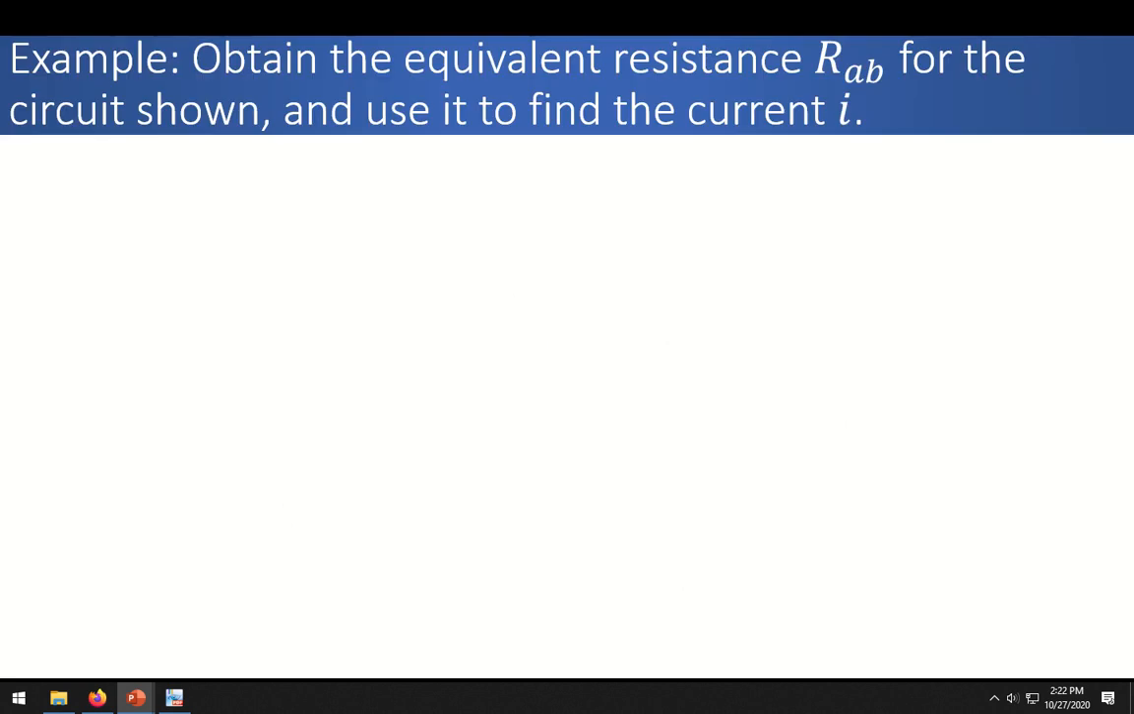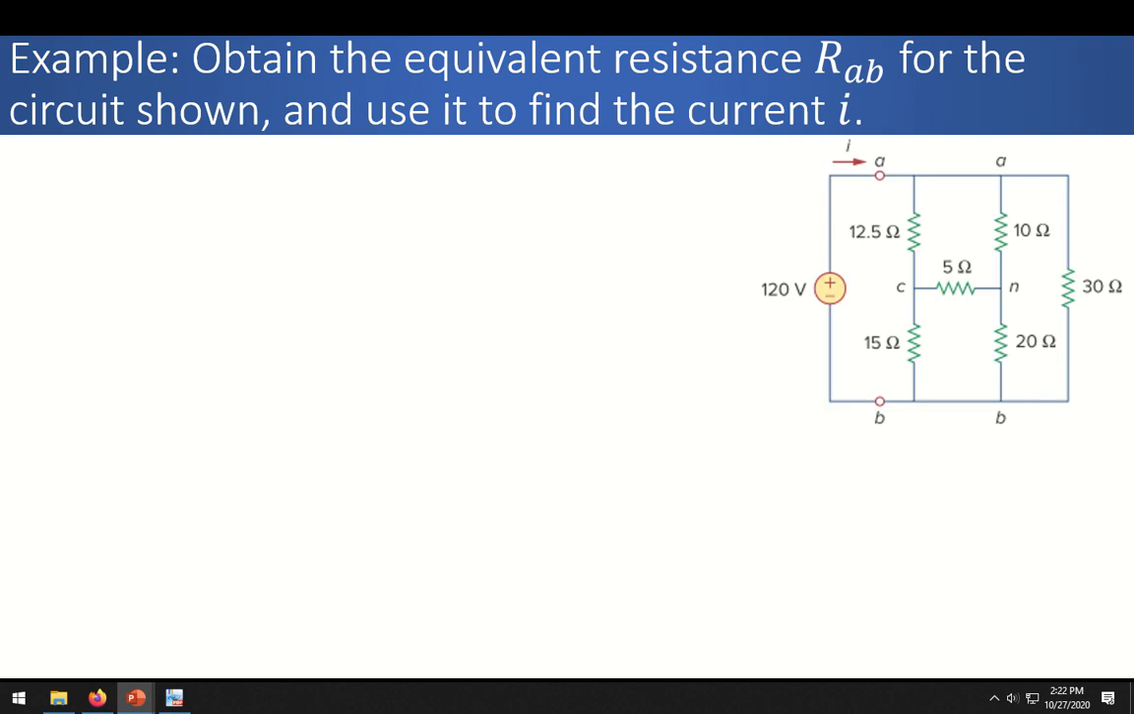So the problem is that: obtain the equivalent resistance RAB for the circuit shown and use it to find the current I. This is the circuit given, and we want to find the resistance between terminals A and B, and also want to use that resistance to find the current I, that is the current supplied by the 120 volt source.